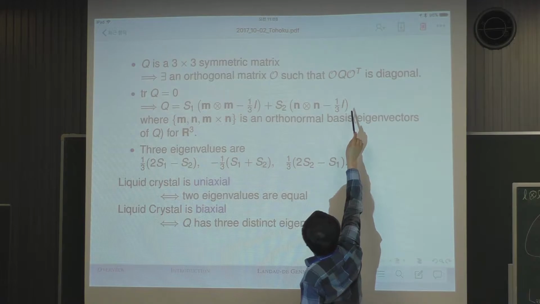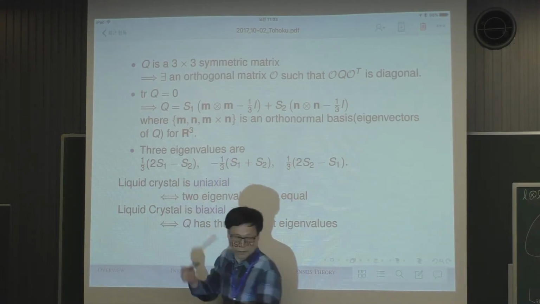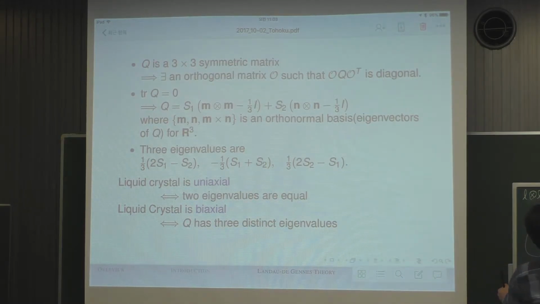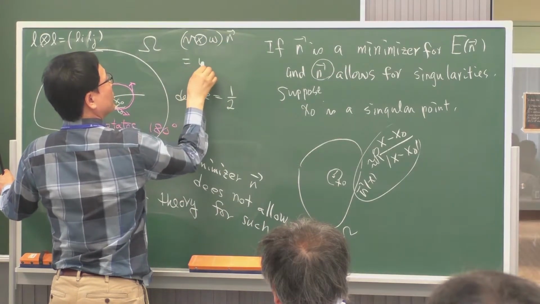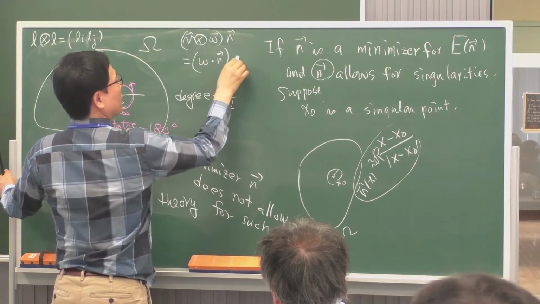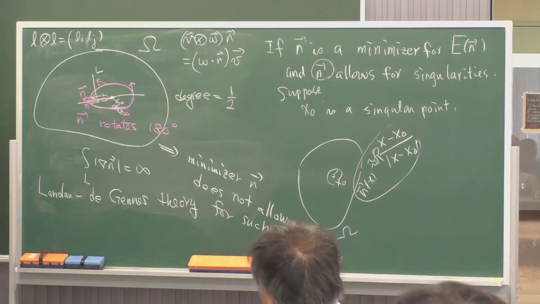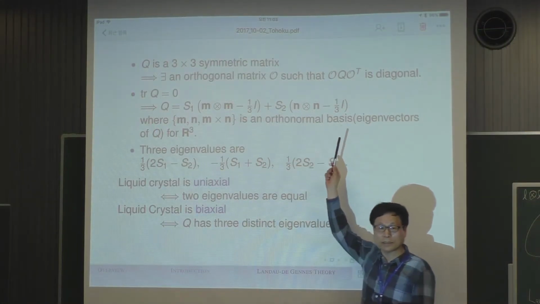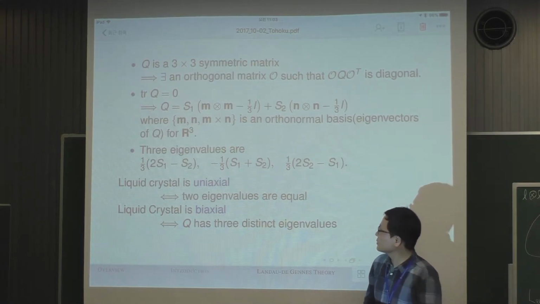You apply the m vector and the n vector here, using this tensor notation v tensor w applied to a vector. When you apply Q to n, this term becomes 0. You can easily see that n is an eigenvector. The same holds for m. These are eigenvectors.